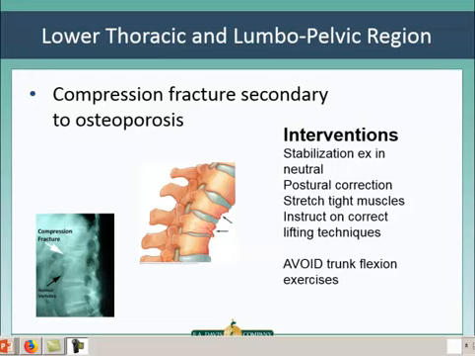Interventions for individuals who have compression fractures secondary to osteoporosis include stabilization exercises in neutral and postural correction. You don't want them to continue that kyphotic posture that puts a lot of pressure on this fractured area. You can begin to stretch tight muscles and instruct on correct lifting techniques. You don't want them bending over, even to lift their groceries or to pick something up off the floor. You want to avoid trunk flexion exercises. Anything that flexes will increase the pain and increase the problems this patient is having.